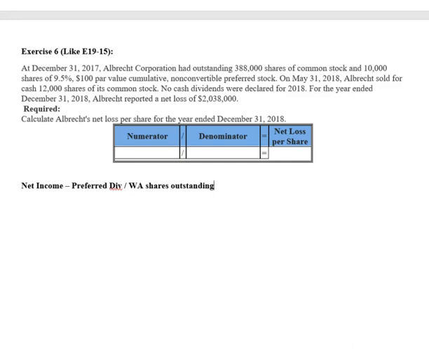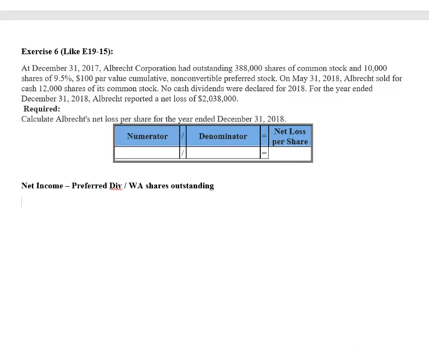So December 31st, 2017, Albright Corporation had outstanding 388,000 shares of common stock and 10,000 shares of 9.5% $100 par value cumulative non-convertible preferred stock. On May 31st, 2018, Albright sold for cash 12,000 shares of its common stock. No cash dividends were declared for 2018. For the year ended December 31st, 2018, Albright reported a net loss of $2,038,000. All right, so let's start with our basic formula.